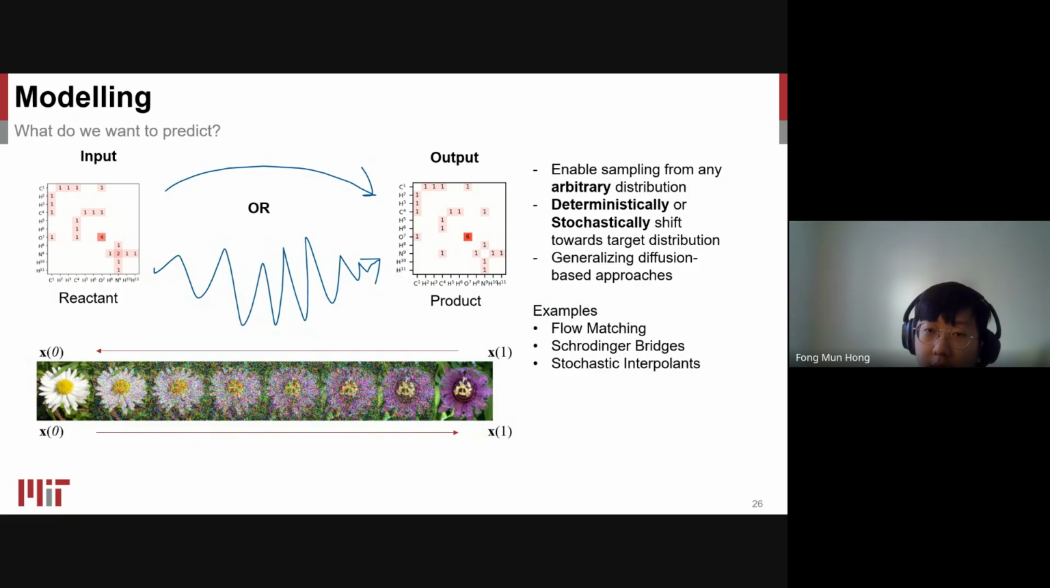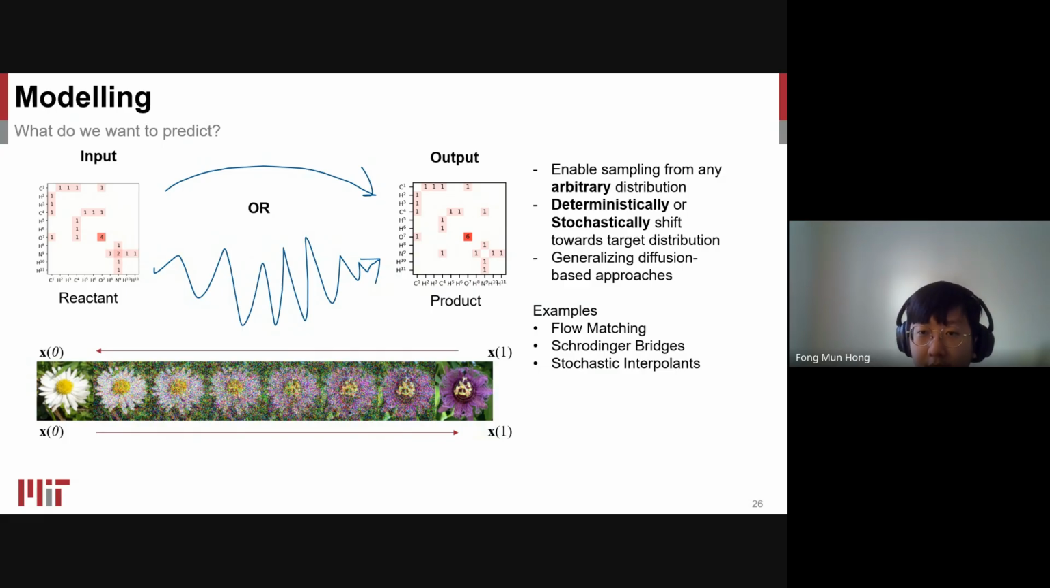Cool. So with that, there's a second formulation, right? The second formulation, we thought of the idea of going from a reactant distribution to the product distribution. So this is when it's an arbitrary distribution that you are going from. You are trying to go from some white flower to a purple flower.